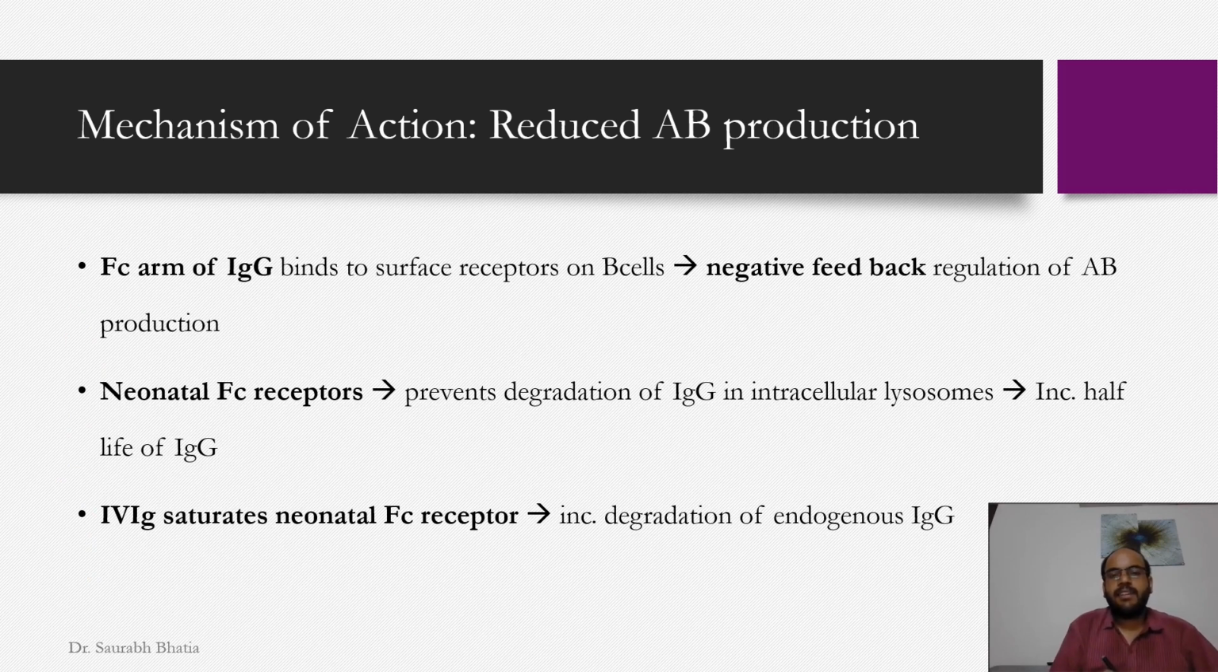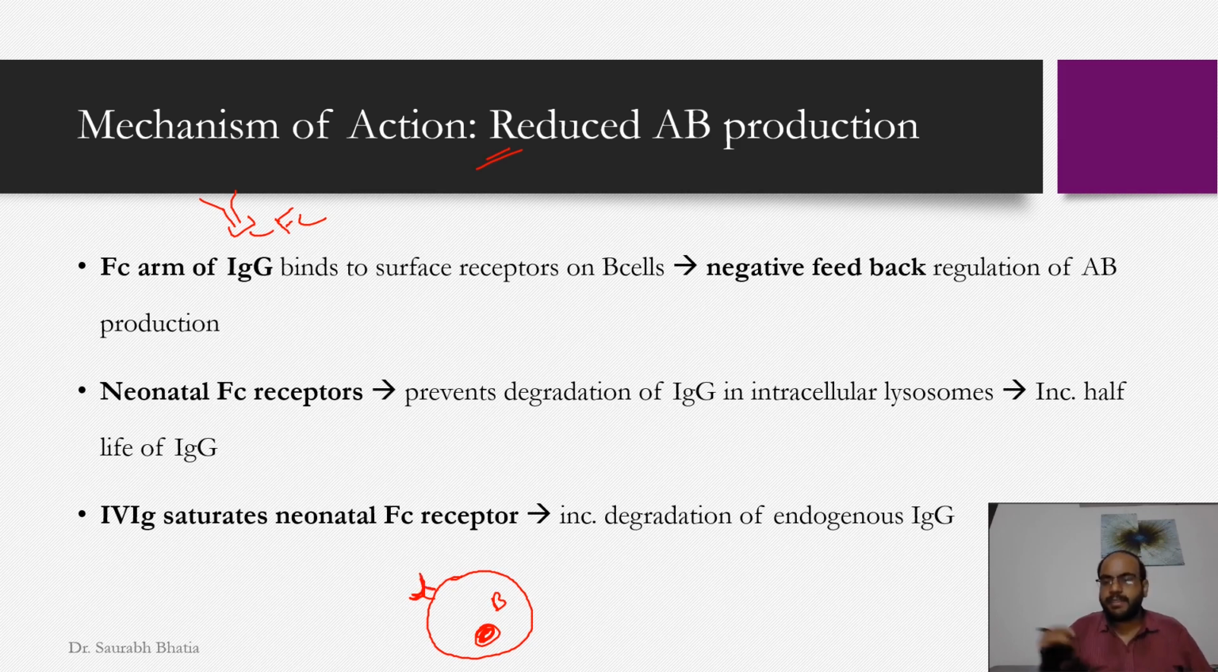How does IVIg reduce antibody production? Now remember that I told you that in immunoglobulin, this part is known as the Fc part. So the Fc part will bind to a B cell. Let me just draw a B cell quickly here. This is a B cell, and this will be a receptor.